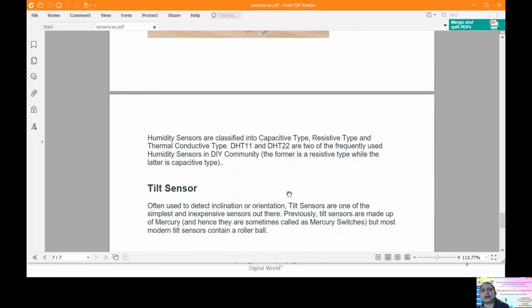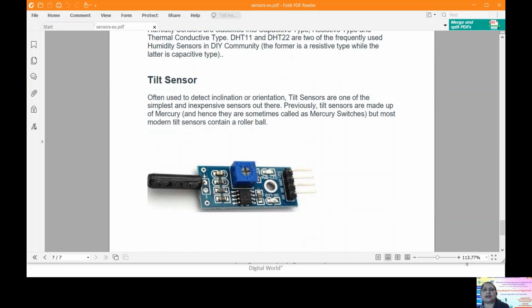Humidity sensors are again classified into capacitive type, resistive type, and thermal conductive type. DHT11 and DHT22 are two of the frequently used humidity sensors in the DIY community. The former is a resistive type, while the latter is a capacitive type.